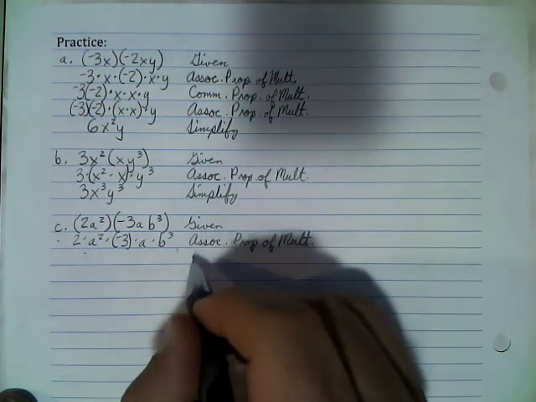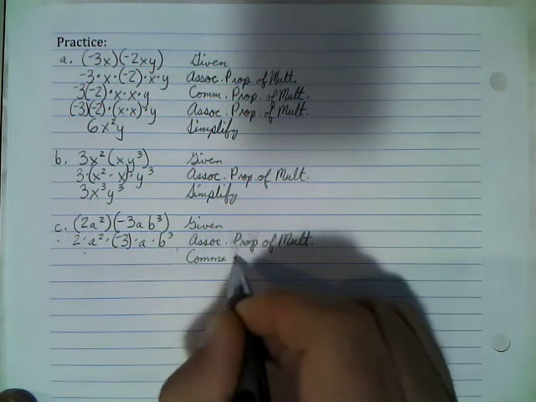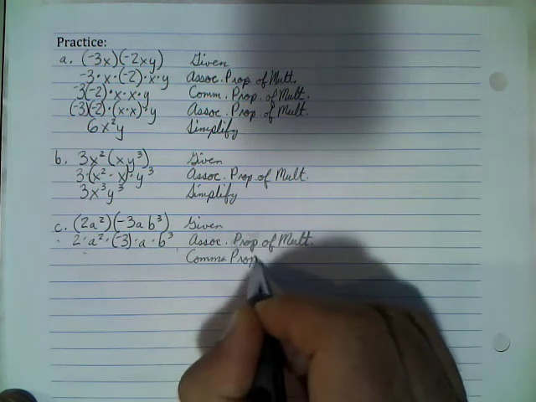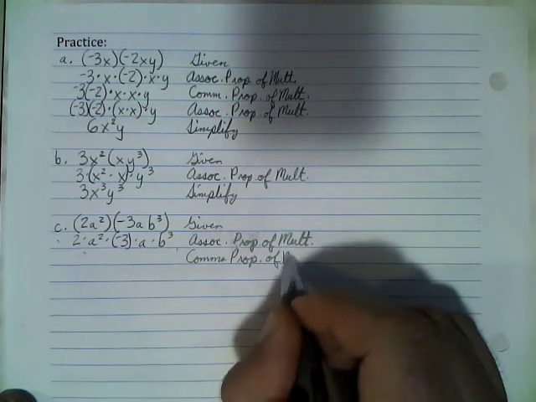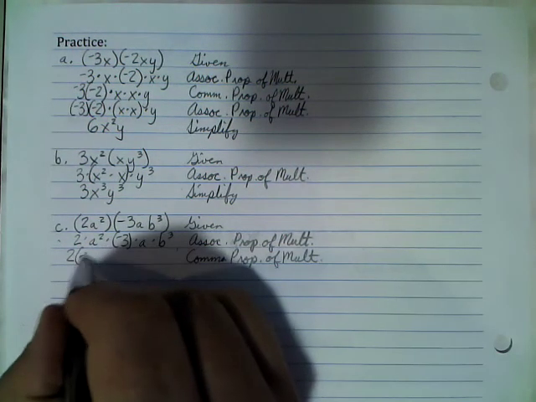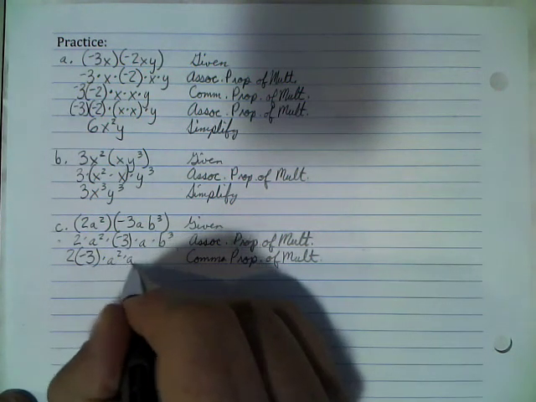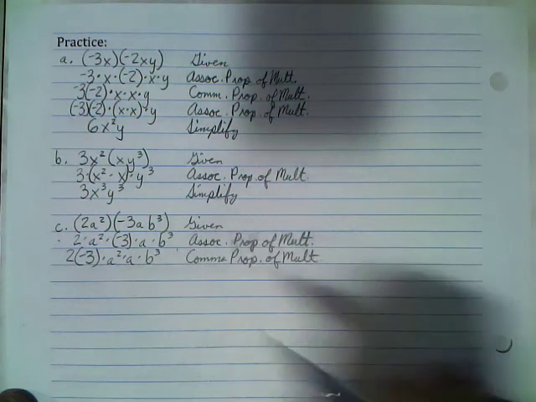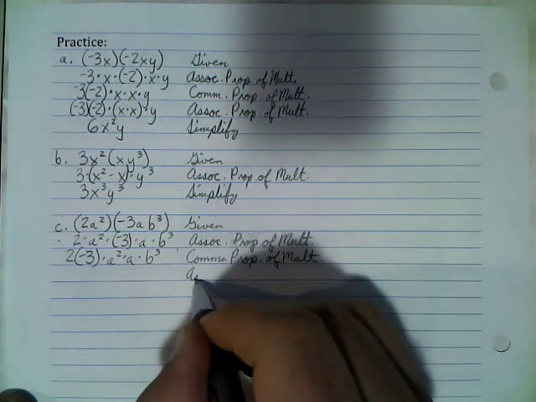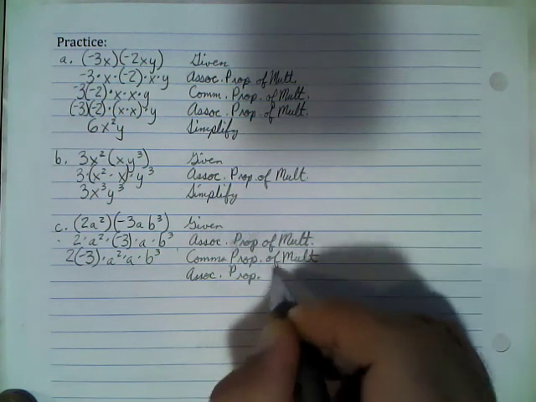And now the commutative property will allow them to travel so that way I can match up things that are similar or the same. So I'm going to put my 2 with the negative 3. Then I'm going to have my a squared and my a, and then my b cubed. Finish it up by putting in the parentheses again to group like things.